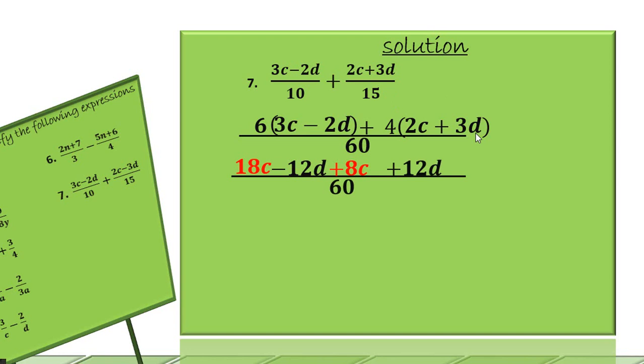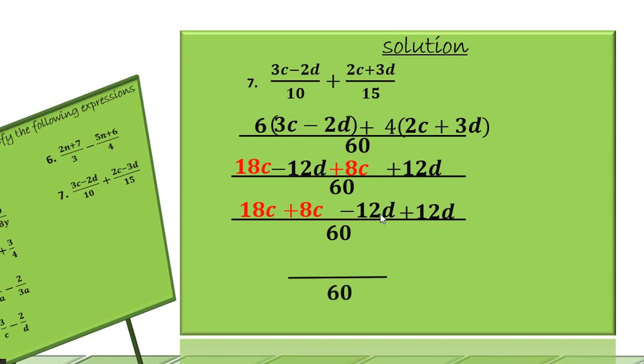Now let's collect our like terms. Here is 18c plus 8c, and minus 12d plus 12d. So let's simplify 18c plus 8c, that's 26c. Then minus 12d plus 12d becomes 0. So we don't need to bother ourselves with this. So here is 26c over 60.